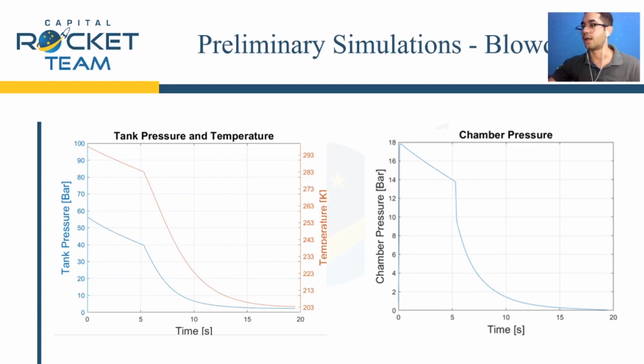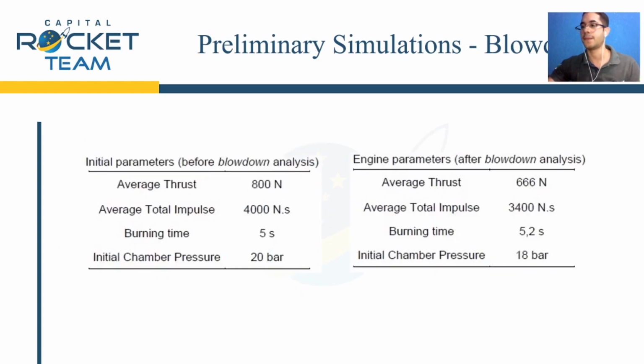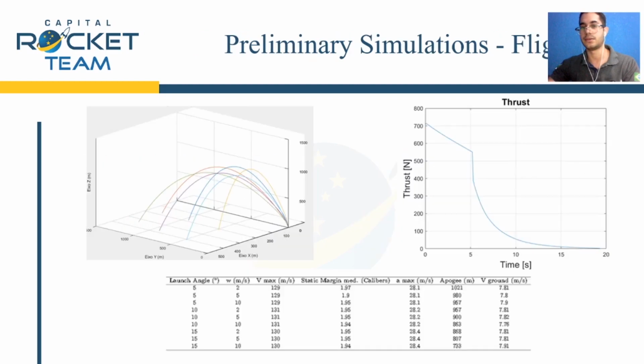After designing, a blowdown analysis is developed for several cases. They are tested according to the cases that are most likely to happen through a fire test or launch, using previous projects as reference. The blowdown analysis provides the parameters shown in the table, and the thrust curve we use to run flight simulations. Following the thrust curve, it was possible to simulate several trajectories and static margin during the flight.